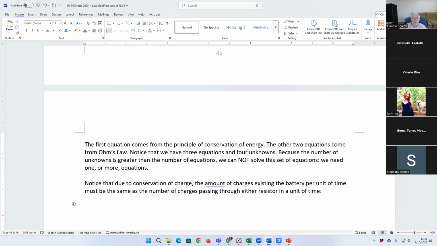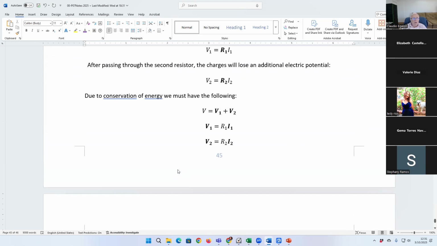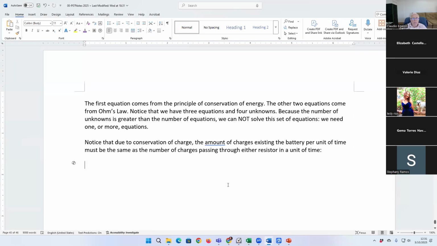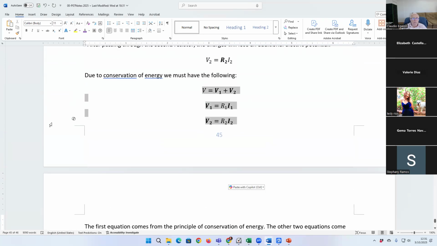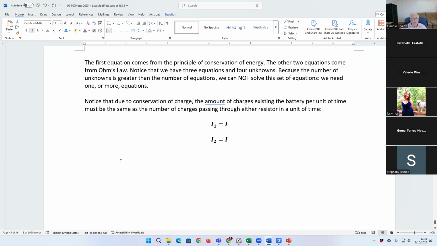In other words, what do we have? We have that I1 must be equal to I, and I2 must be equal to I as well. Okay? And now we have 1, 2, 3, 4, 5 equations. Here you go, 2 more equations. Let's count how many unknowns. 5 equations. The following unknowns.